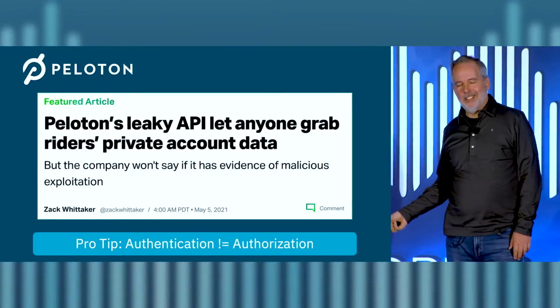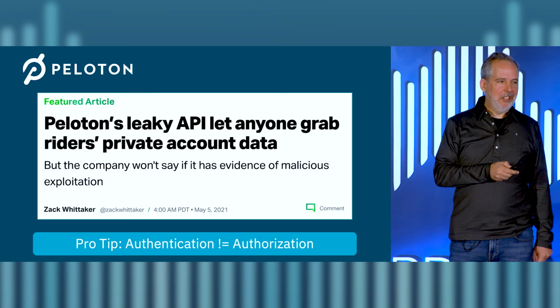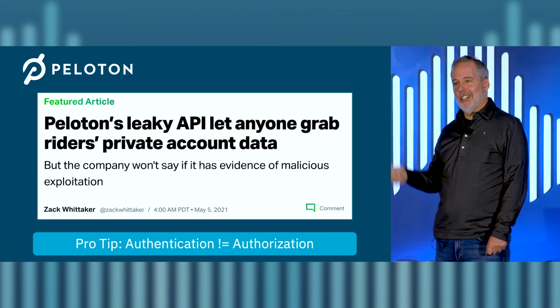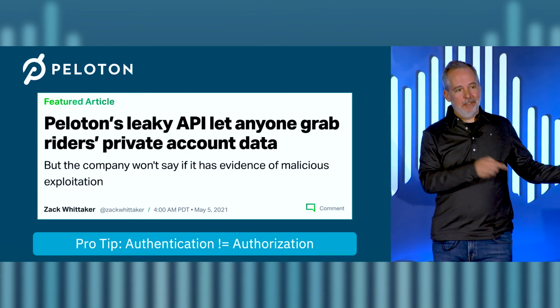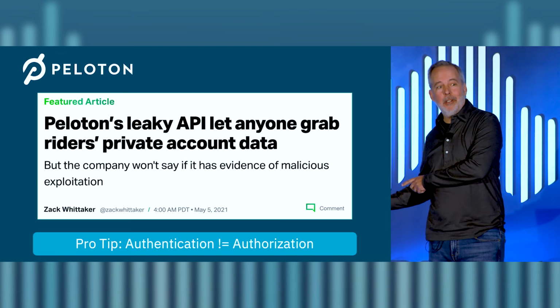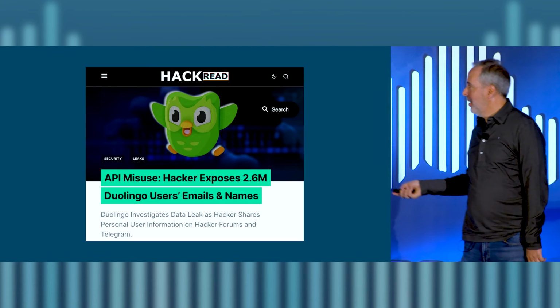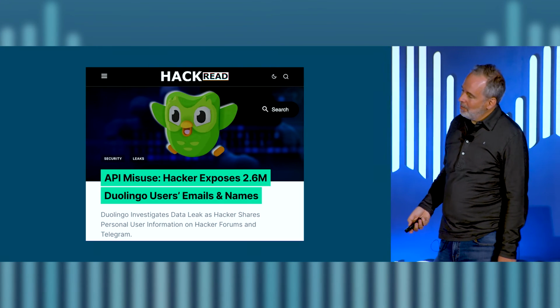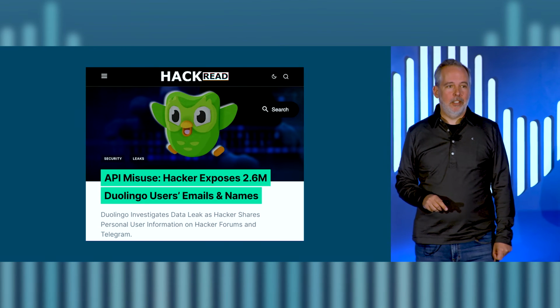Easy to create your own account, easy to authenticate, and you still have access to 4 million users, right? So the pro tip here, I think someone mentioned this yesterday: authentication is not the same thing as authorization. They fixed authentication, they forgot about authorization, right?